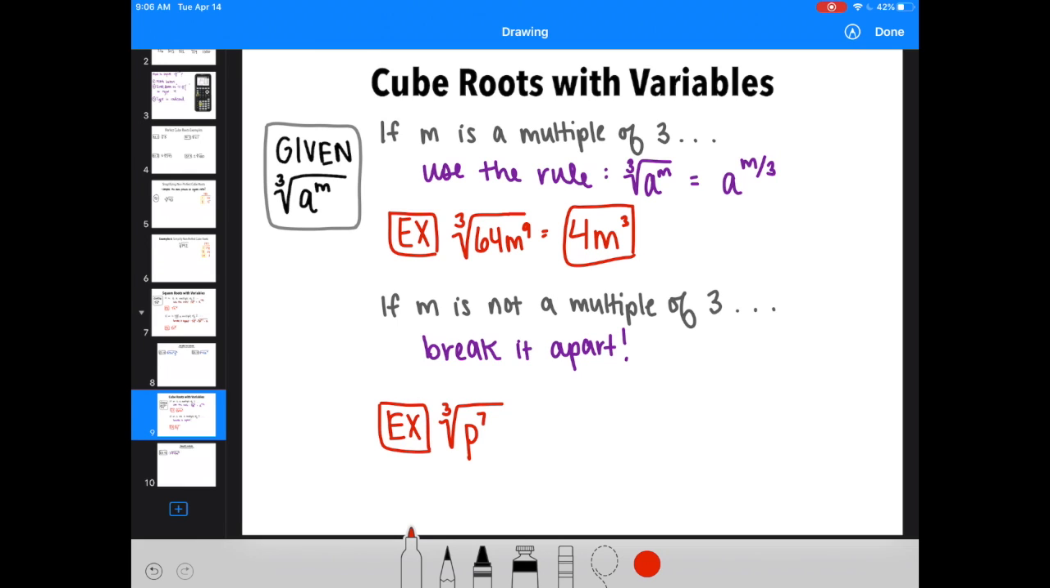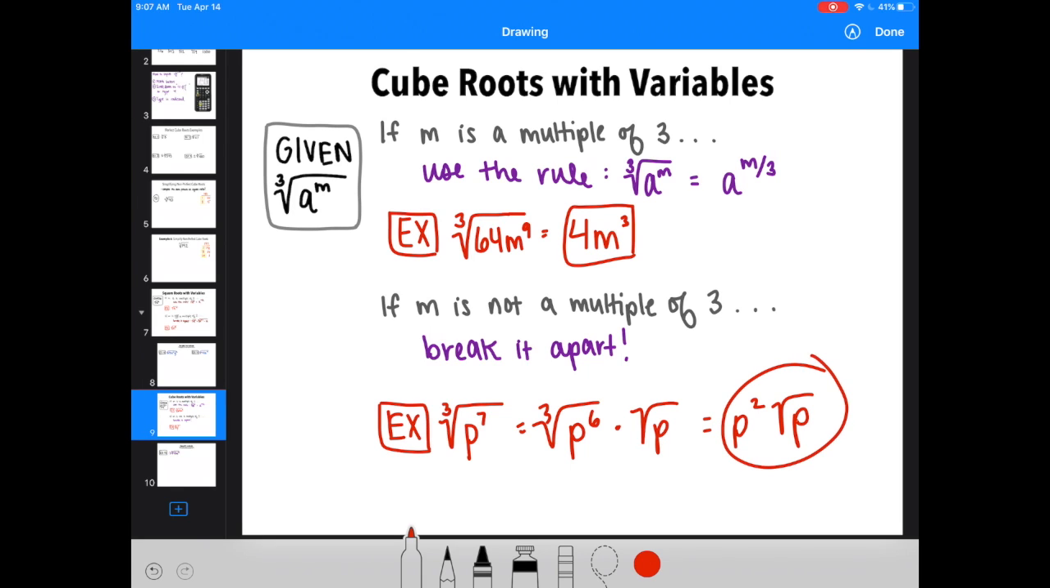Okay, if it's not a multiple of 3, you're going to break it apart so it is a variable of 3. Now, this may not be as simple as just knocking down one number, but you have to figure out what works for you so you can have a multiple of 3. So here I have the cube root of p to the 7. I'm going to break that up into cube root p to the 6 multiplied by cube root p, because then 6 divided by 3 gives me 2. So I have p squared cube root of p.